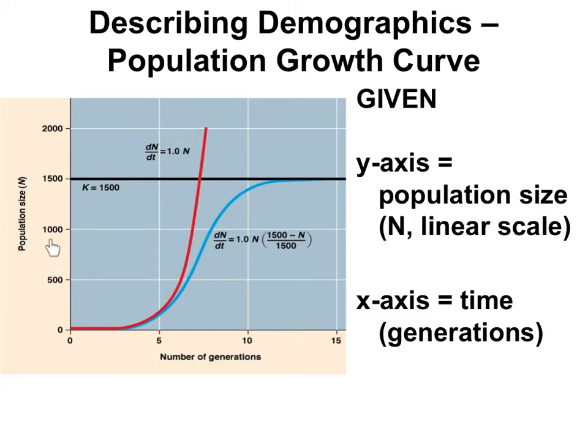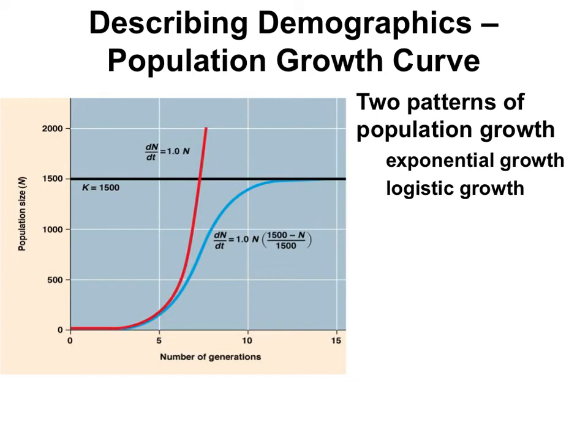It's a graph where the y-axis is population size. Now, this time, population size is in a linear scale, not a log scale. Population size is often abbreviated with a capital N. Then, on the x-axis is time. Unlike a survivorship curve, which had a time scale of one lifetime, population growth curves have a time scale of many generations. So, what's given to us is information about how the number of individuals in a population changes over a time frame of many generations. When looking at population growth curves, there are two patterns that will jump out: exponential growth and logistic growth.